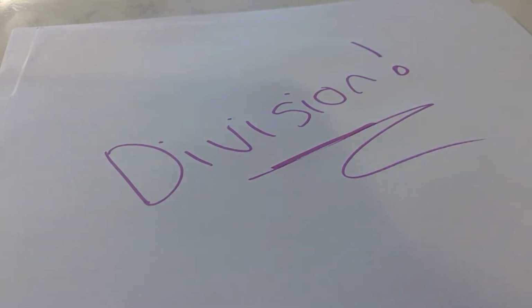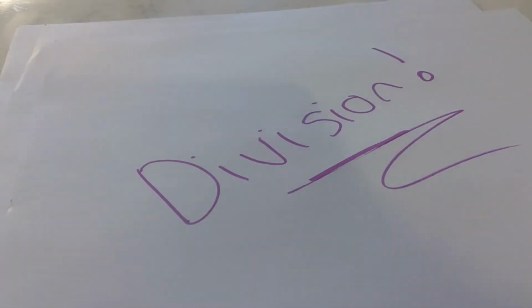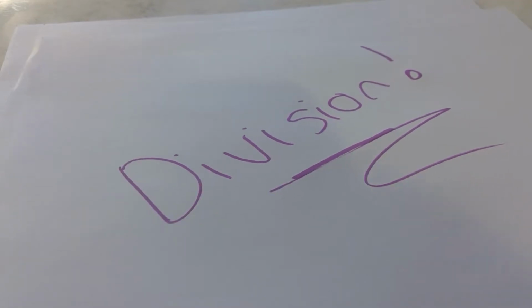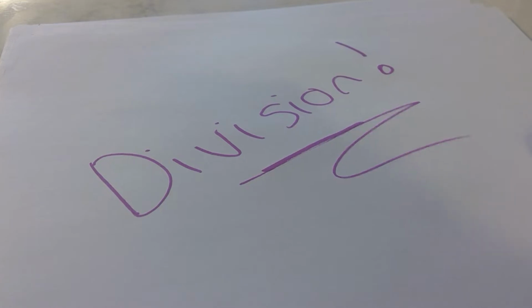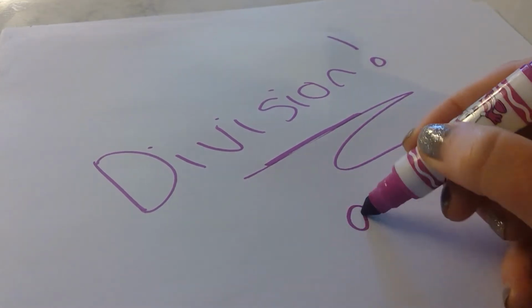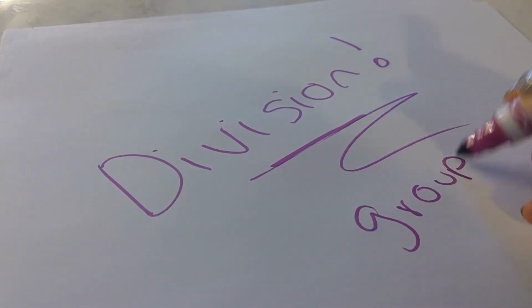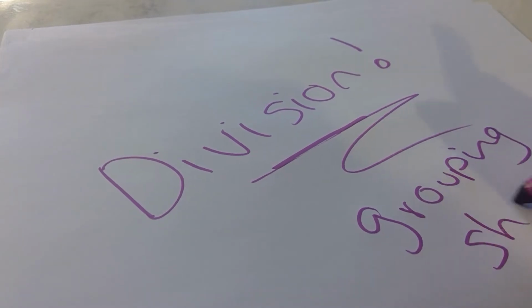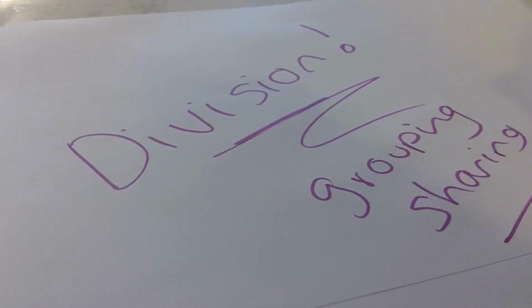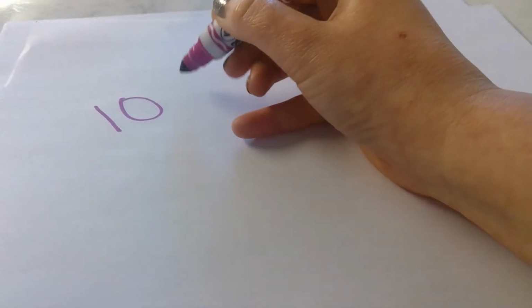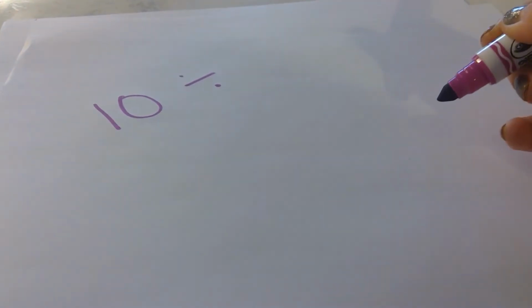watch of this. Okay. So what we're going to be doing today is recapping the two methods for division that we have already learned. So the two methods are grouping and sharing. So we're going to start off with the sharing method. So let's start off with some smaller numbers. So if we had 10 sweets, we shared them between two people.